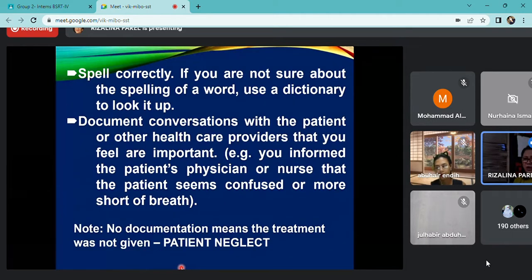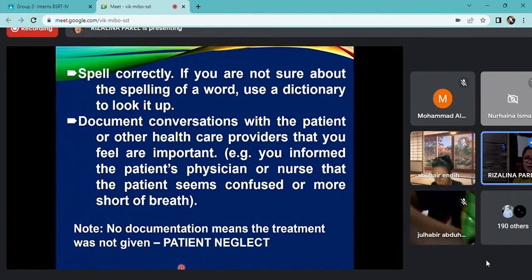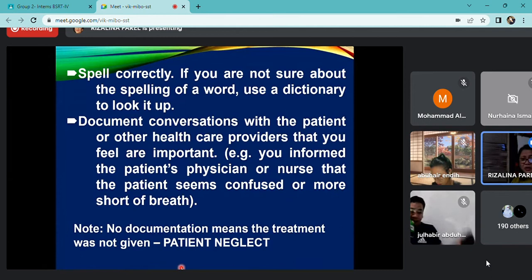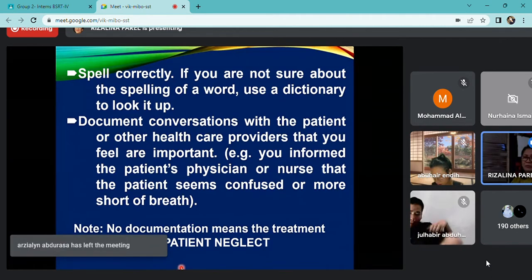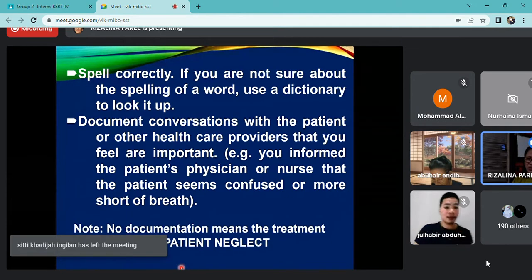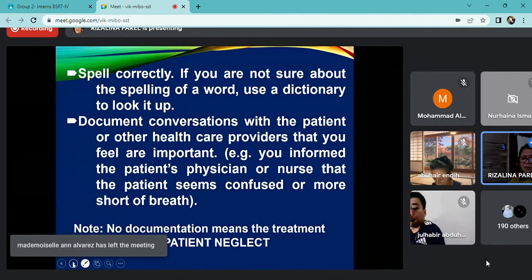So you have to inform the patient's physician or nurse that the patient seems confused or more short of breath. So kung nakita mo na pwede ngang mag-collapse o magkaroon ng cold blue later on, then you have to inform the nurse. Nailagay mo na rin doon sa documentation mo and na verbally na sabi mo na rin doon sa nurse mismo. Note, the documentation, no documentation means the treatment was not given, and that is also known as patient neglect.